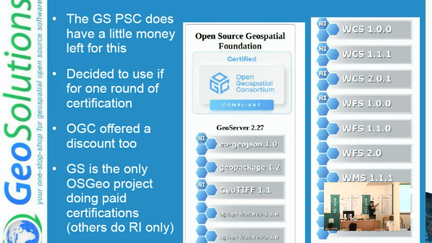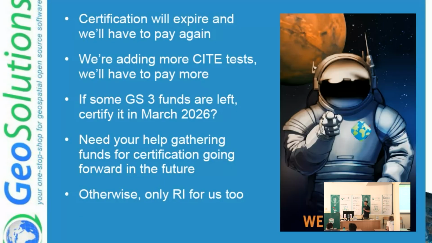As you can see, there is a fair amount of certifications available. Not all of them. They are still not 12, because there are a couple of suites which we haven't submitted to OGC yet. What about the future? Well, it turns out that we would have to shell out $1,000 every year to stay certified.